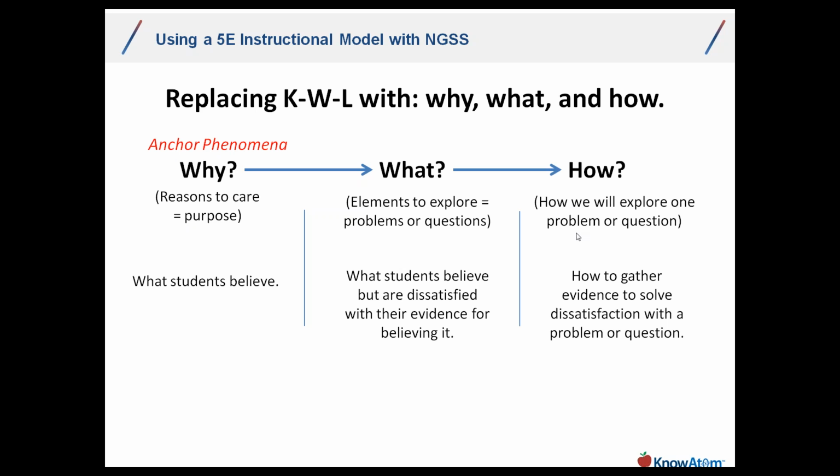So now we're going to ask how. How will we explore one of these problems or one of these questions as a student? Again, that anchor phenomenon has many variables. We, as scientists or as engineers, can't explore every variable at once. We have to narrow it down to one thing. So now we start thinking about how we could gather evidence to try and solve our dissatisfaction with what we know about how water and concrete interact, or what it means when sea levels rise, or how tidal barriers work.